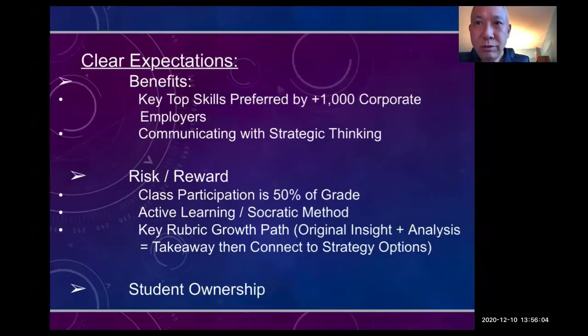Now, I'll just touch on this real fast here. On clear expectations, when it comes to benefits, I cite to them that, on a survey by more than 1,000 corporate employees, communicating with strategic thinking is a top preferred skill. It's also the most difficult one to get. Now on risk reward, that's really where it comes in right there.